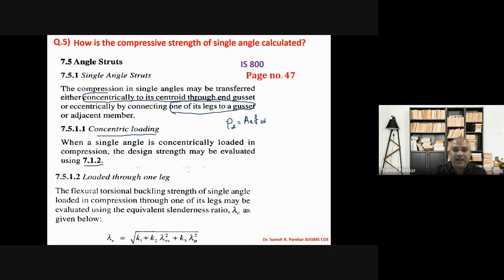But when it is loaded through one leg, then whatever lambda value we require in calculation of FCD, we have to take from here, which is lambda E. So we cannot use table 9 ABCD for a single angle section connected by one leg. There we use the basic formula for FCD, take lambda from here, and then calculate the value of FCD.